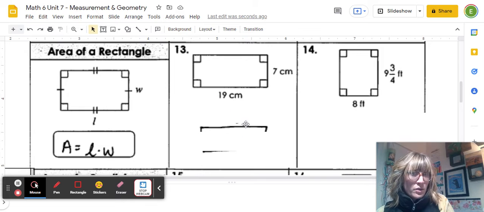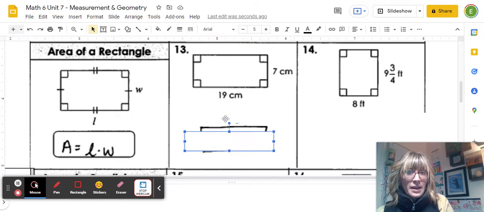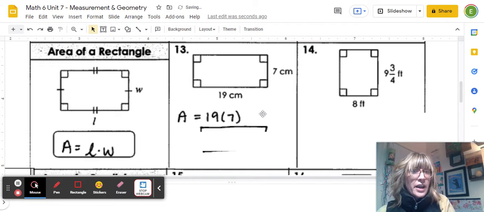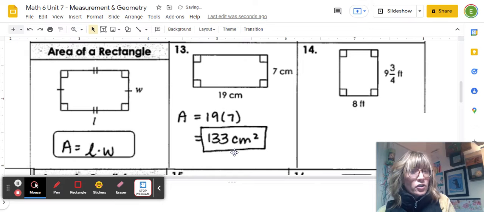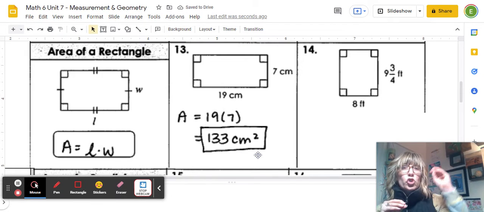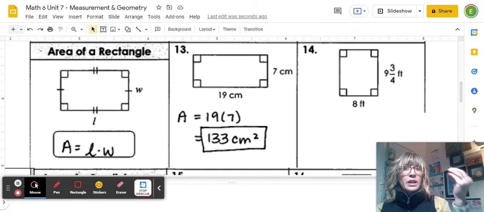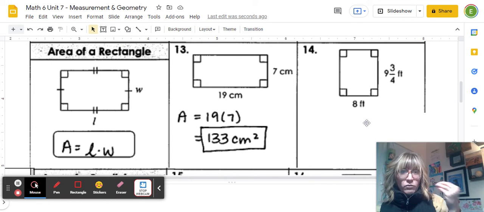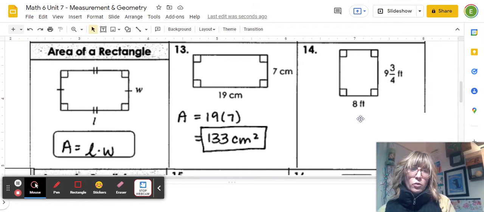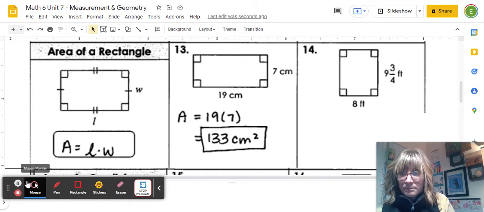When it's whole numbers, in this case, we would just take 7 and multiply it by 19. To find our area, we can solve that by doing the math and saying that the area is 133 centimeters squared. Squared because you multiplied two dimensions together. Same thing over here, but just with fractions. If you'd rather, you could keep it as a fraction, and then turn your whole number into a fraction, 8 over 1. Or you can do some regrouping if you'd like. You could also turn your 3/4 into a decimal and then multiply that way.